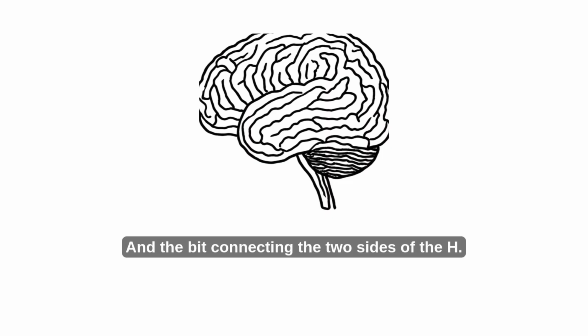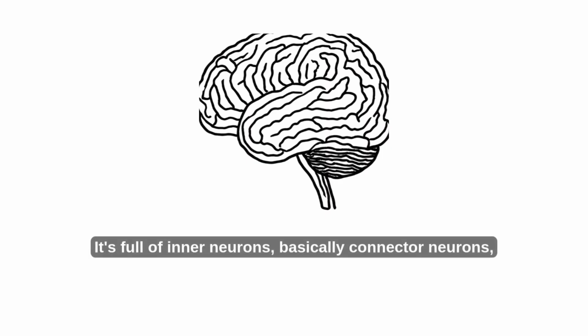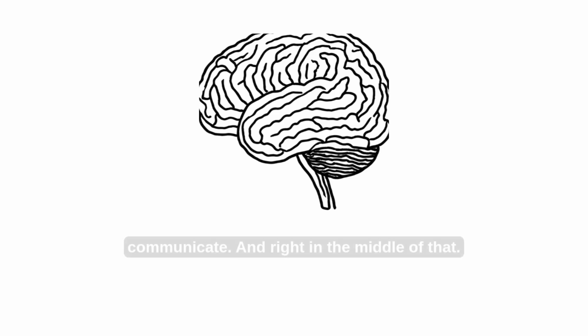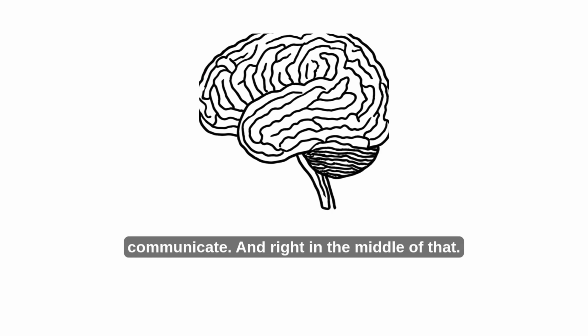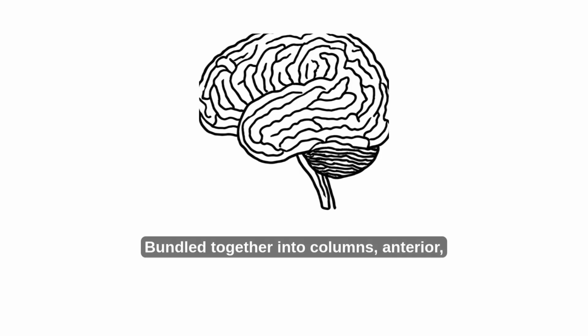And the bit connecting the two sides of the H? That's the gray commissure. It's full of interneurons, basically connector neurons, allowing the right and left sides of the cord to communicate. And right in the middle of that is the tiny central canal, which also contains CSF. Okay, so gray matter is for processing. Surrounding it is the white matter. This is the myelinated axons, the fast pathways. Yep, the communication superhighways, bundled together into columns: anterior, posterior, and lateral columns.